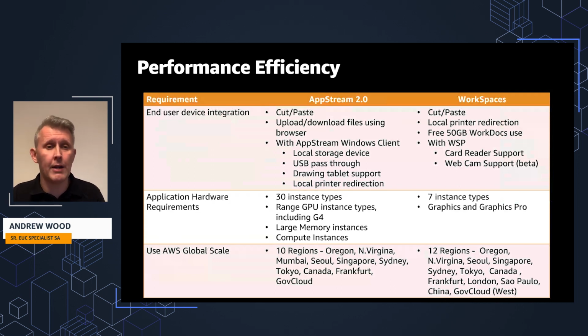Now, in terms of application hardware requirements, AppStream has over 30 different instance types, including G4. There are large memory instance types for applications that require a large amount of memory. WorkSpaces are more focused with 7 different instance types. Now, I've customers finding specific applications with demanding hardware requirements are going to AppStream, where there's a more flexible fit for instance types. And when we talk about AWS on global scale, as you can see, there are regions available for AppStream, regions available for WorkSpaces. These are, as I speak to you today, do check the website for updates.